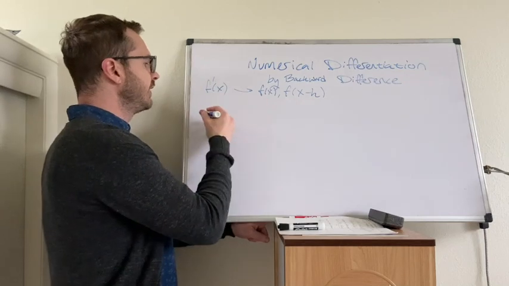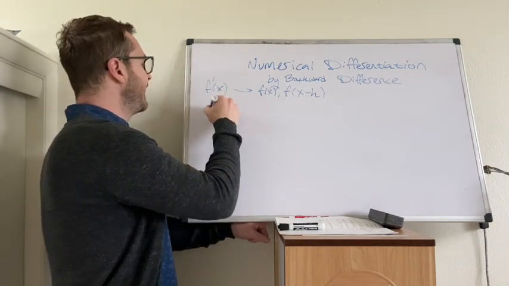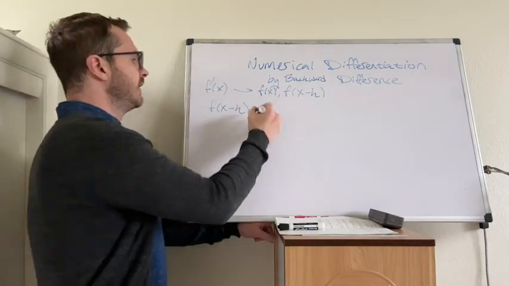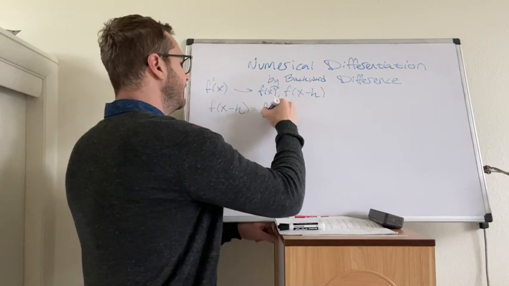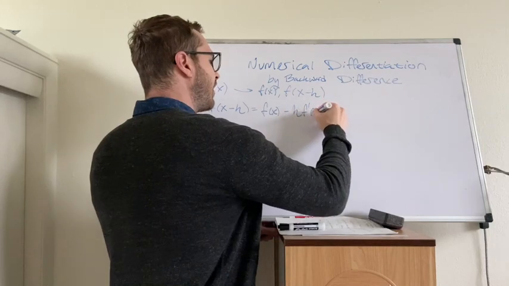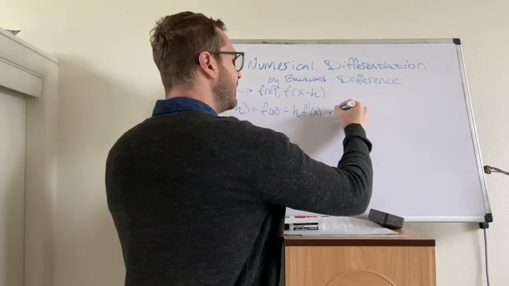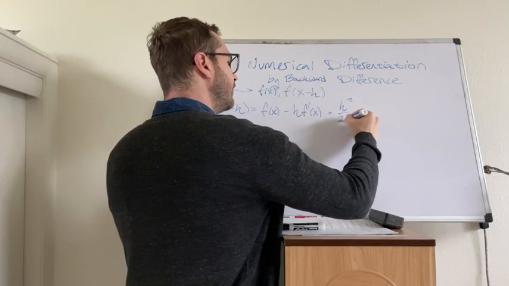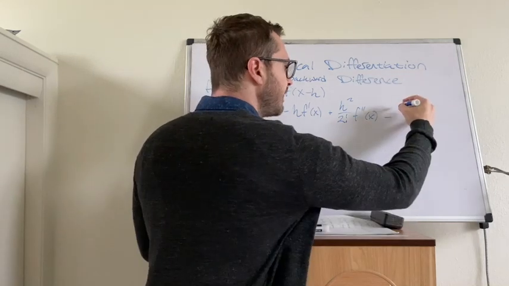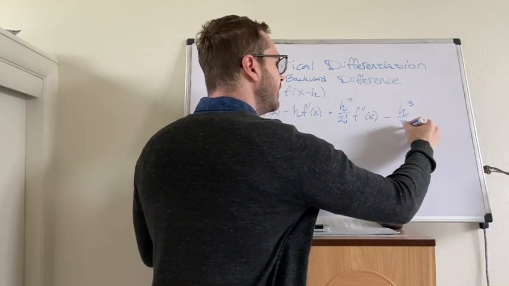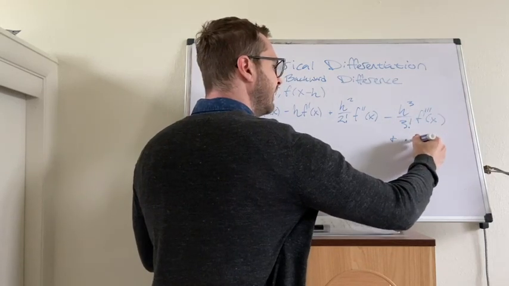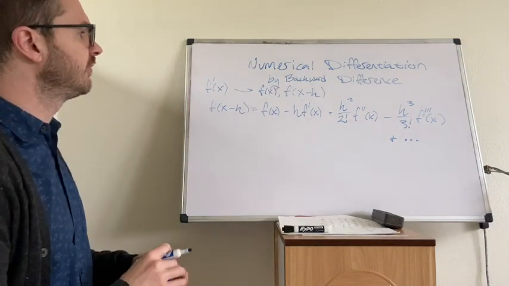So we're still going to do a Taylor series expansion. Let's say f of x minus h. It's minus h this time. Here is our Taylor series expansion. It is f of x minus h f prime of x plus h squared over 2 factorial f double prime x minus h cubed over 3 factorial f triple prime x, and then plus dot dot dot, all the higher order terms.